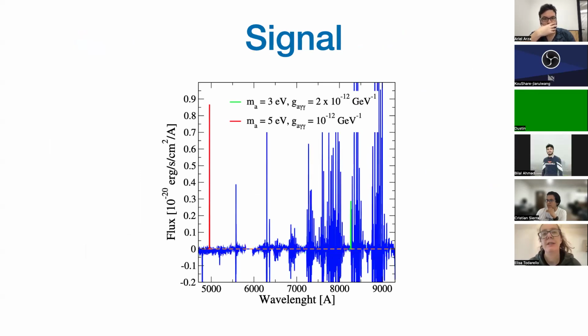So what would a signal look like? Here in blue, we took Leo T, one of these galaxies that we're using. And for each wavelength channel, we averaged the flux over the pixels considered in our analysis. And this is the blue part. What a signal would look like is something, for example, the red line or the green line here, for two different axion masses and couplings. So you can see there's a lot of stuff here that looks like a signal.